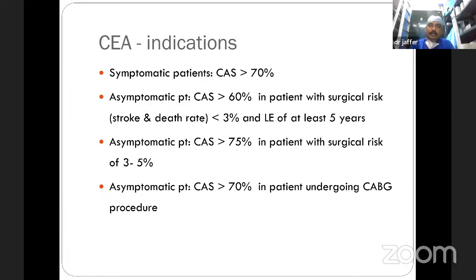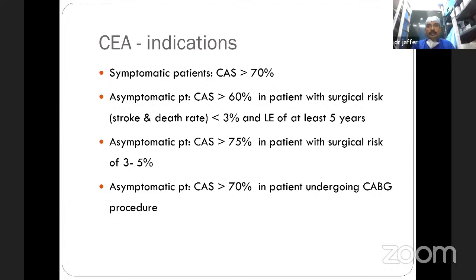Now there are various recommendations from different institutions like AHA and ASA. They recommend intervention for symptomatic patients with more than 70%, but the SVS, the Society for Vascular Surgery, recommends it for symptomatic patients with carotid artery stenosis of more than 60%. Then there is actually a debate between carotid endarterectomy and carotid artery stenting. Usually for a symptomatic patient with more than 70%, the patient can undergo either carotid endarterectomy or carotid artery stenting. But stenting is more preferred when the patient has other high-risk comorbidities, for example, coronary artery disease, when the patient is not fit for carotid endarterectomy.